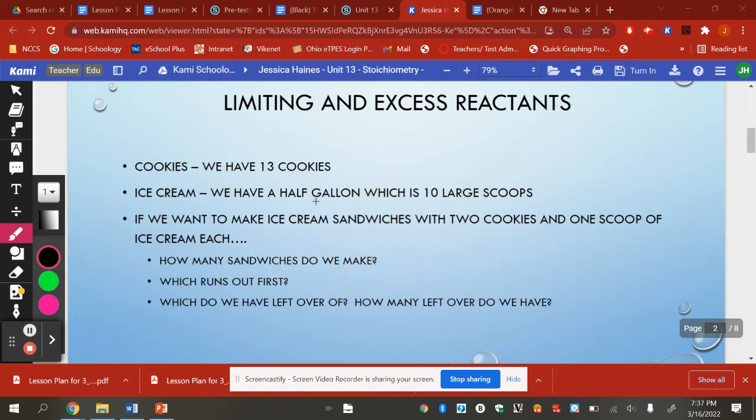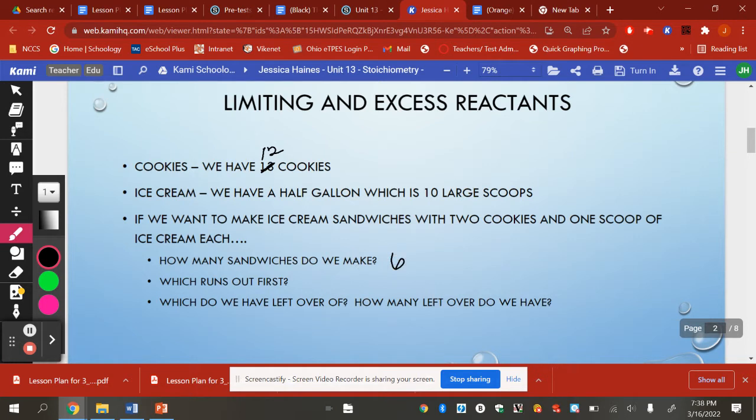That doesn't work. Let's go 12. So say we have 12 cookies. If we have 12 cookies and 10 large scoops, with 12 cookies, we can make 6 sandwiches. With 10 large scoops, we can make 10 sandwiches. However, our cookies are going to run out first. So how many sandwiches do we make? Of course, we make 6 sandwiches.